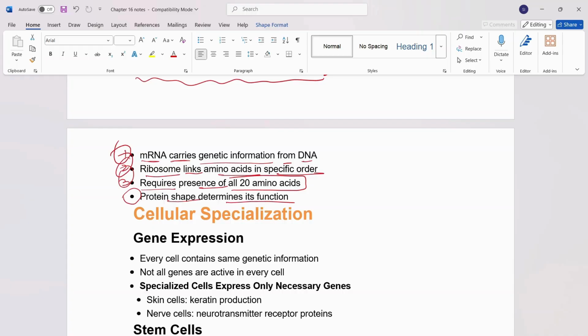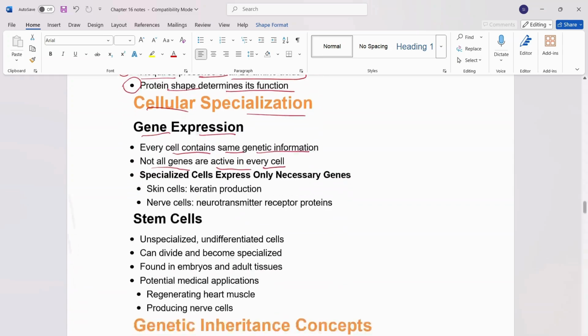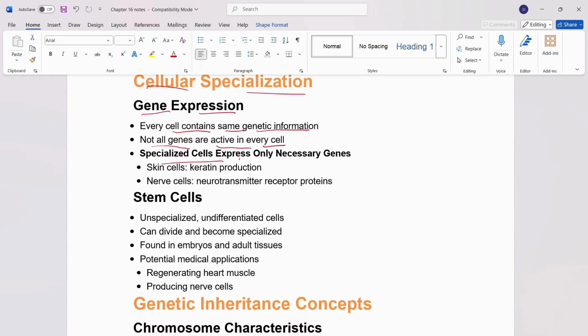Okay, cellular specialization and gene expression. Every cell contains the same genetic information. Not all genes are active in every cell. Specialized cells express only necessary genes, like keratin production in skin cells and neurotransmitter receptor proteins in nerve cells.